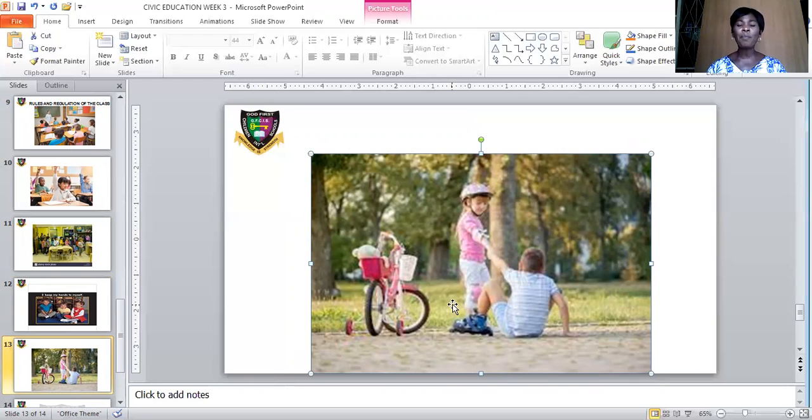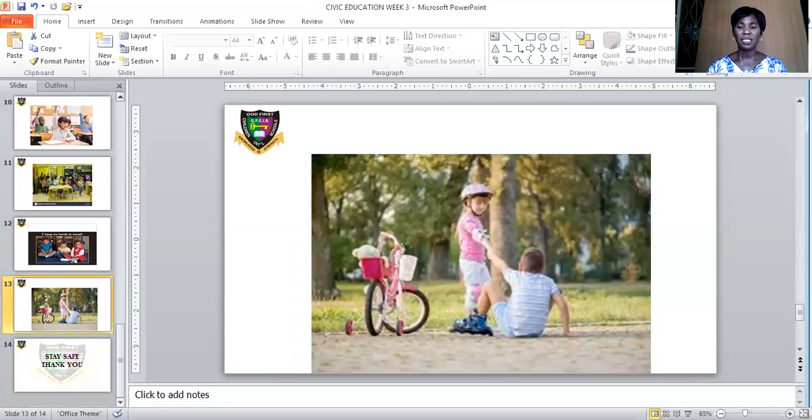Good. From this topic, you've learned the meaning of conflict as disagreements between two or more people. And from the topic, you've seen the causes, all those things that can cause conflict, which are pushing, stealing, abusing, and making jest or mocking each other. It's not good to do all these things because it can cause conflict.